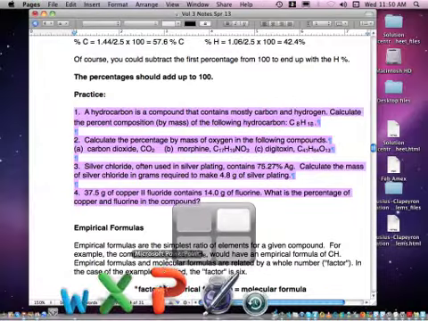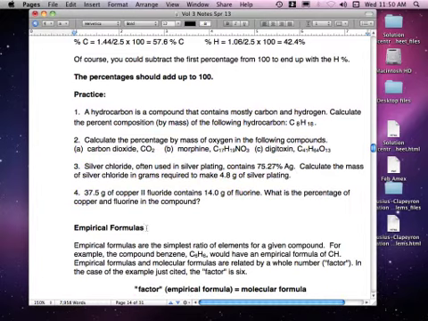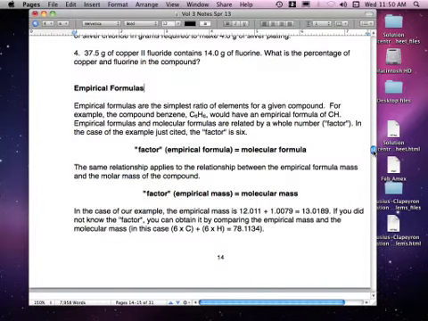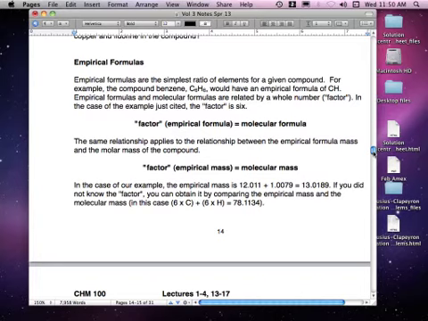All right, empirical formulas. It's a procedure. It is the simplest formula, the simplest ratio of subscripts, essentially. So for the compound benzene, which has the formula C6H6, the simplest ratio is CH. So CH would be the empirical formula.